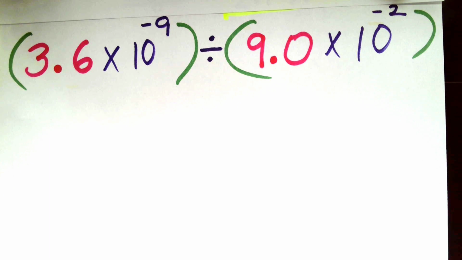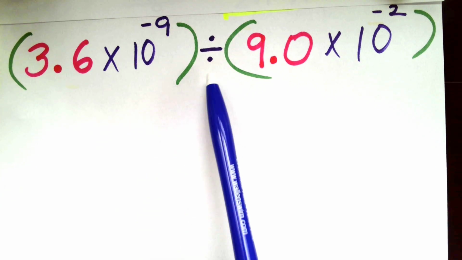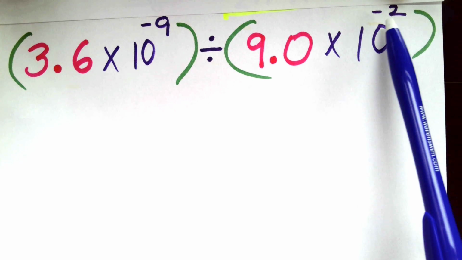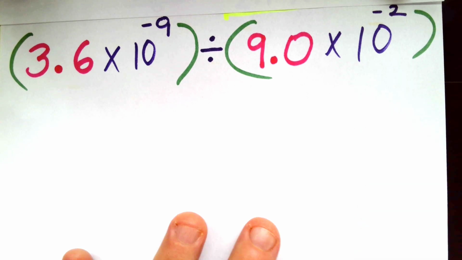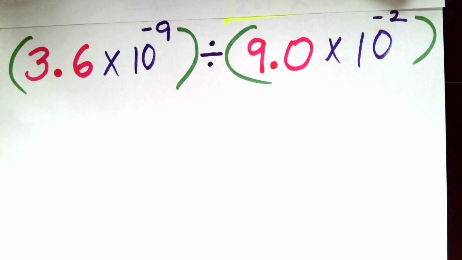And so we have coefficient 3.6 times 10 to the negative 9 divided by 9.0 times 10 to the negative 2 value. Go ahead, stop, pause the video. What's the first, second, maybe third step in solving this problem?